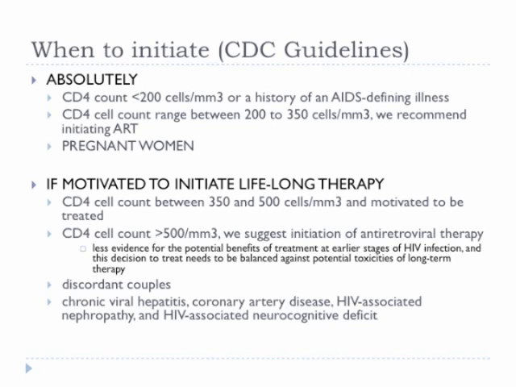The problem with the antiretroviral therapy is that once you start it, you have to continue it for the rest of your life. So you have to make sure that your patients will stay on it. If they have a higher CD4 cell count, treat them if they are motivated to be treated, or if they are part of a discordant couple relationship where one partner does not have HIV, or if they have other comorbidities such as viral hepatitis, coronary artery disease, etc.